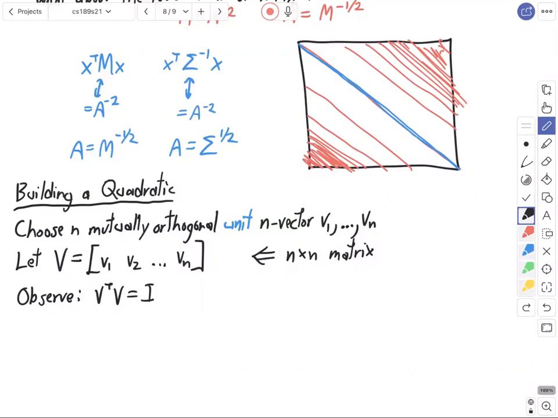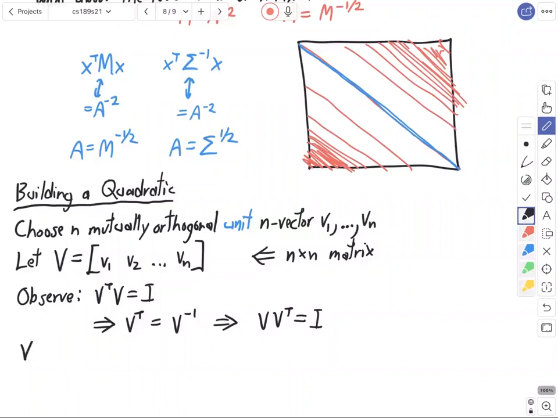Once you know that V transpose V equals I, that tells us that V transpose must be the inverse of V, because there's only one matrix that you can multiply by V and get the identity matrix, and that's V inverse. And once you know that, well, V inverse V is the identity matrix. So since V inverse is V transpose, that tells us that V V transpose is the identity matrix as well.